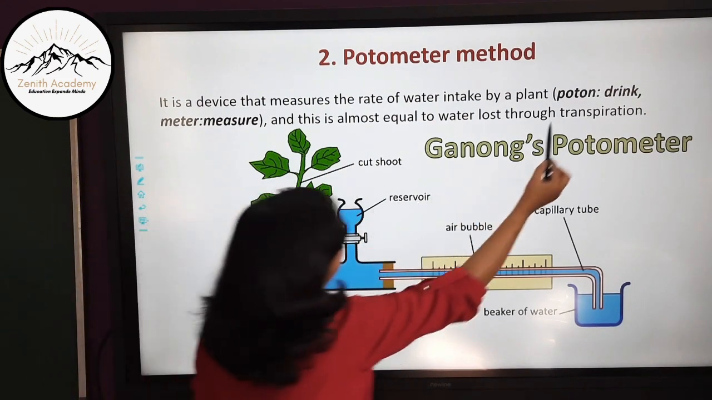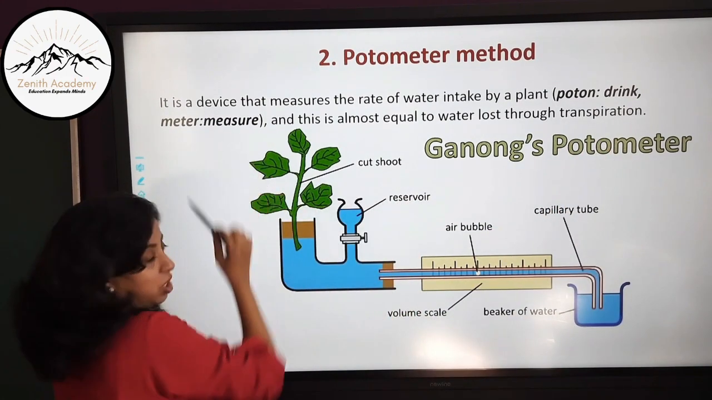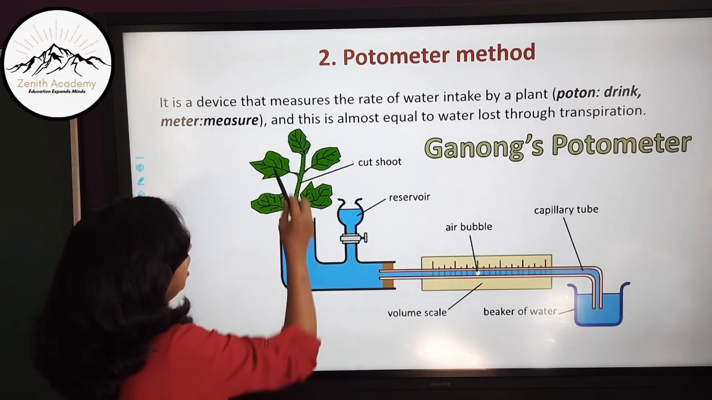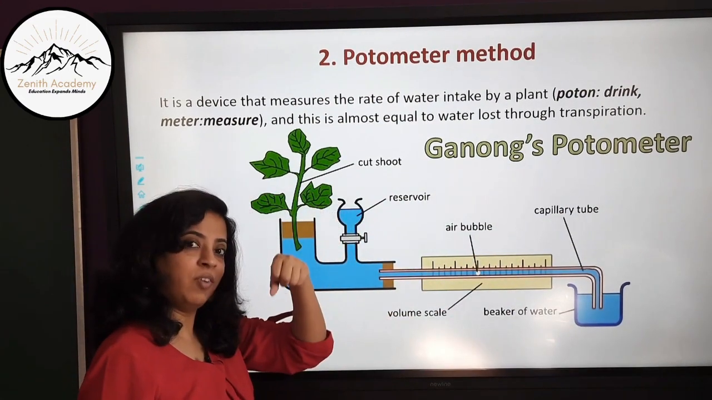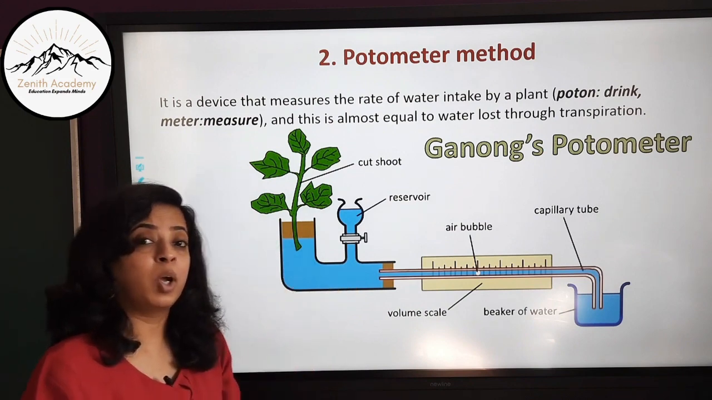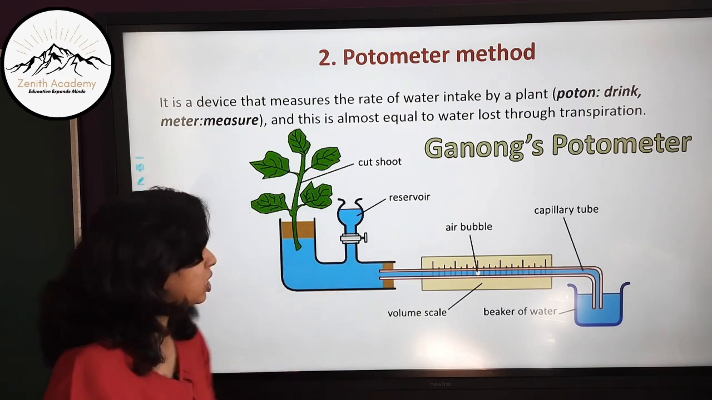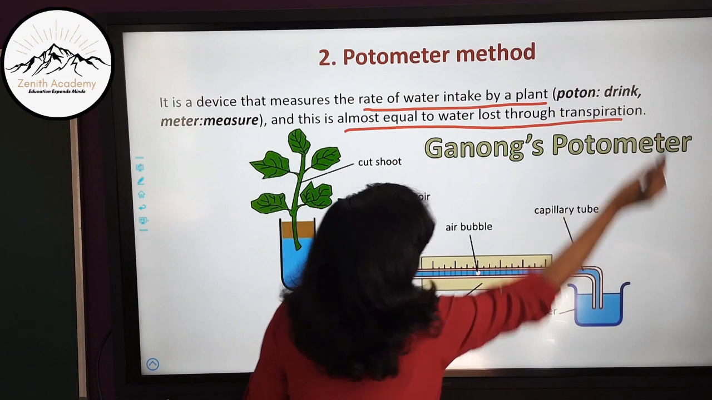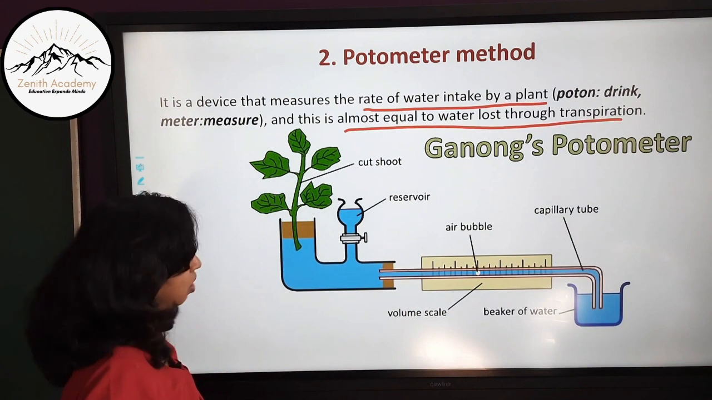Because poton means drink and meter means measure, we will measure how much water the plant has drunk. This is almost equal to the water loss through transpiration. How much water it takes, the same amount it will transpire. Why? Because we have studied that only 2% is used for photosynthesis, and the remaining 98% is used for transpiration. So the rate of water intake by a plant is almost equal to the water loss through transpiration, and we can use this method to find out how much transpiration has occurred.